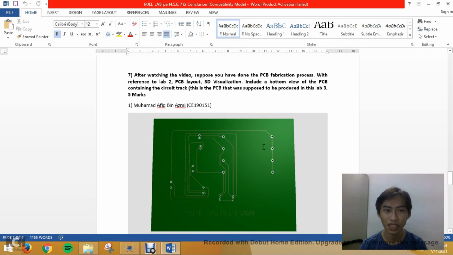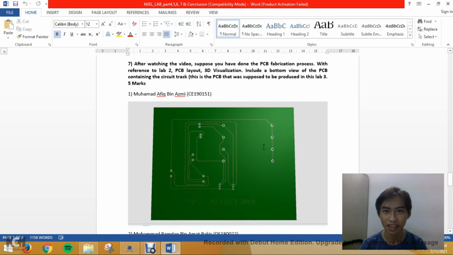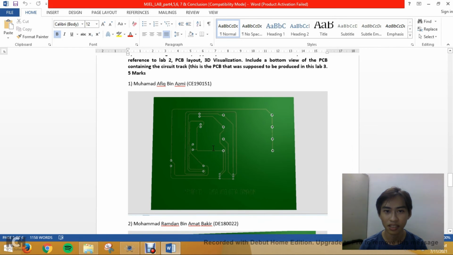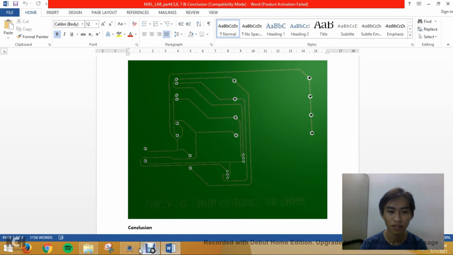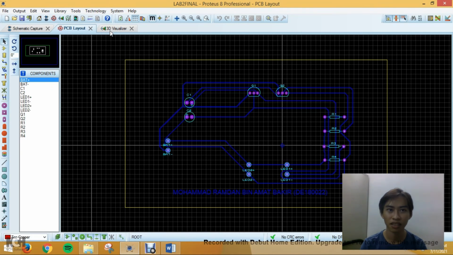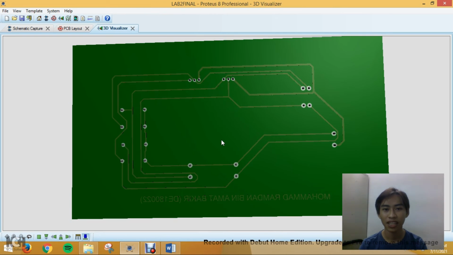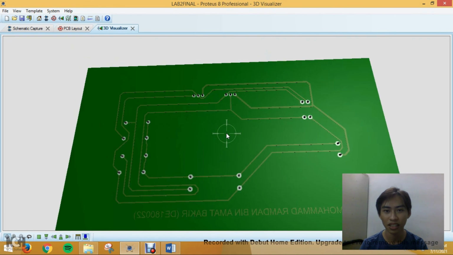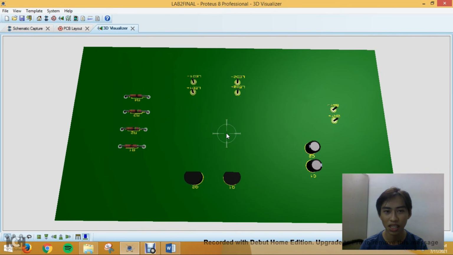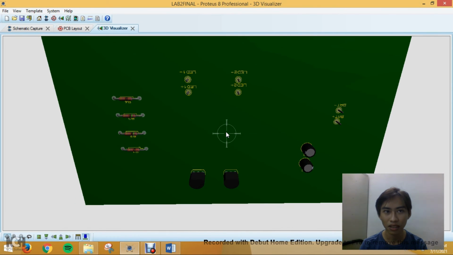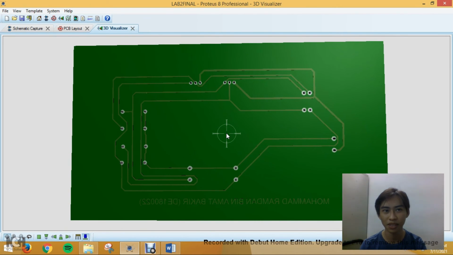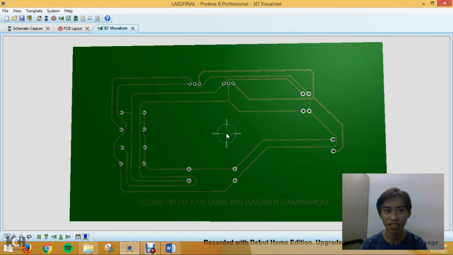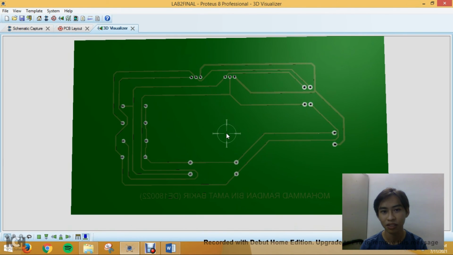So for number 7, we provide the 3D visualization of our PCB circuit track. So this is our PCB circuit track for our members. With this 3D visualizer, we can see that this is the bottom of our PCB circuit track. We can view the bottom view of our PCB 3D circuit track from the 3D visualizer.